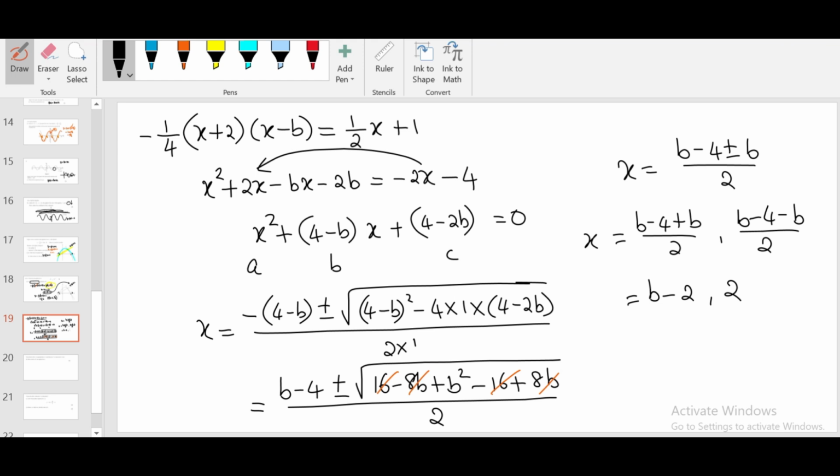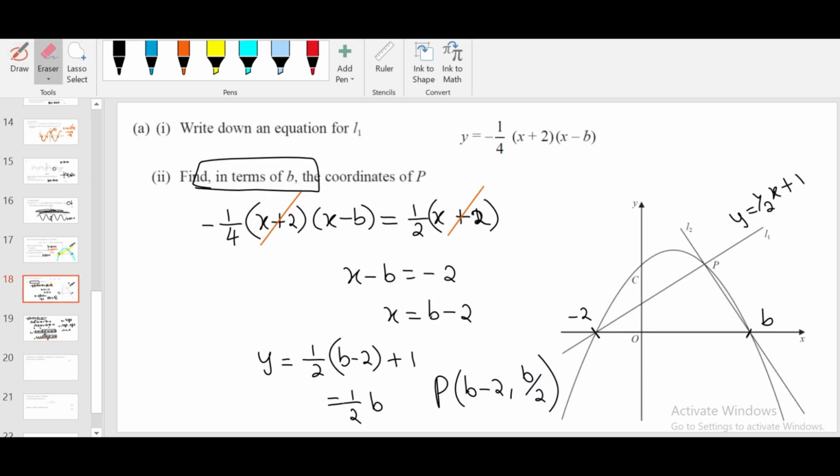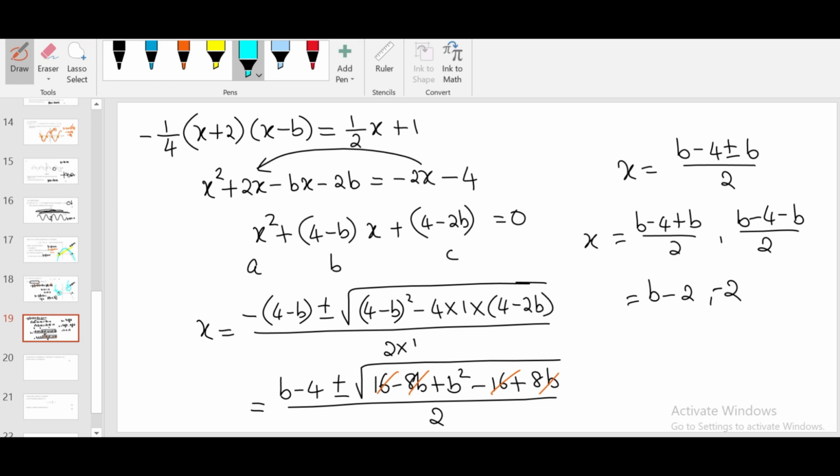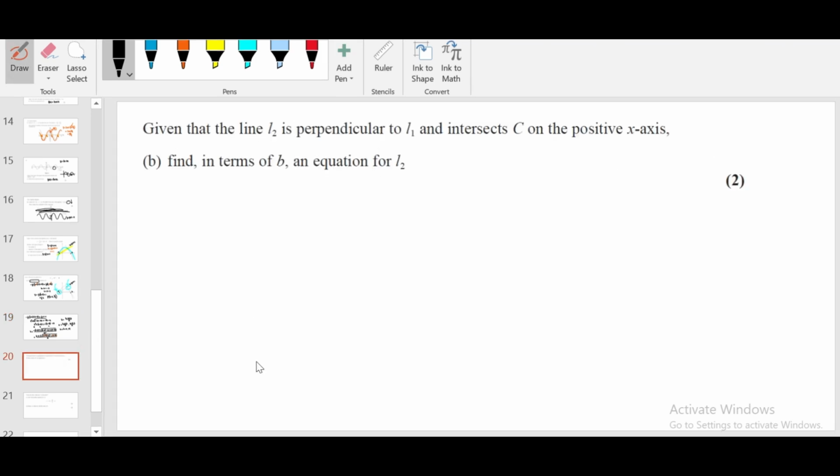The other one is just minus 2. Why are you getting two x values? Because if you look at the figure, there are 2 points where the curve intersects with the straight line. One with the x coordinate negative 2, that's why you are getting negative 2. Another one is the x coordinate of point P, which you got in terms of b minus 2. So this is another method to solve it. Once you got the value of x, sub it back into the equation of the line and you will get the value of y. That's all. Let's move on to the next part of the question.